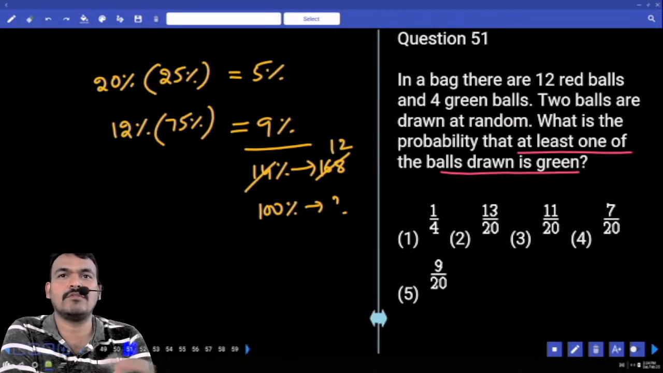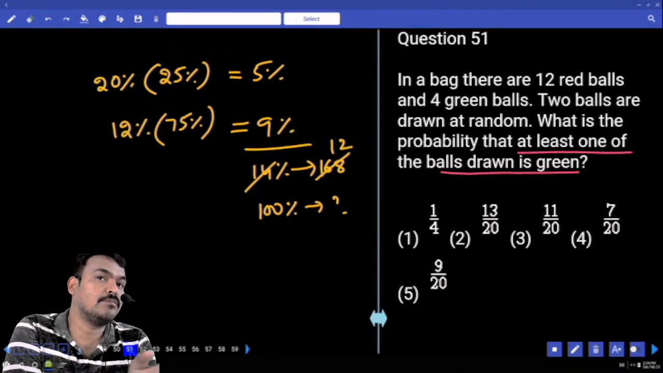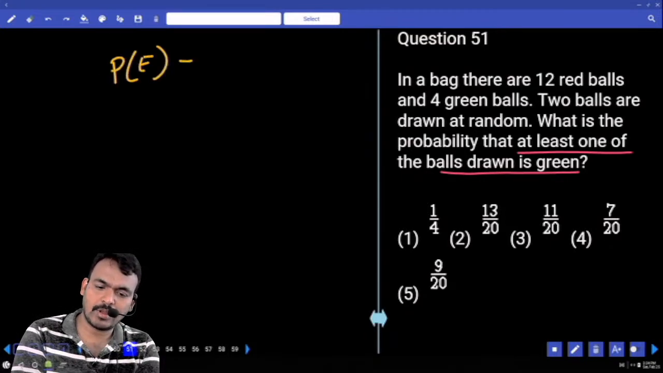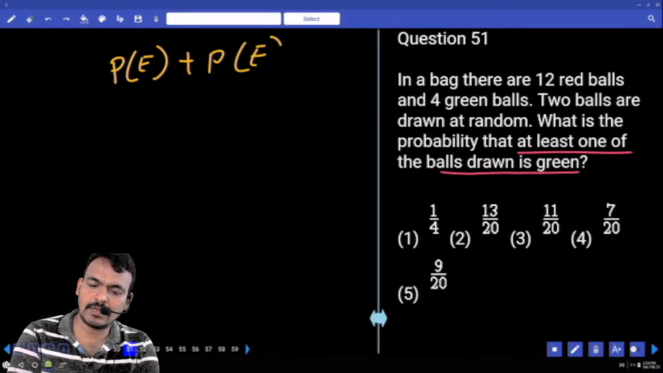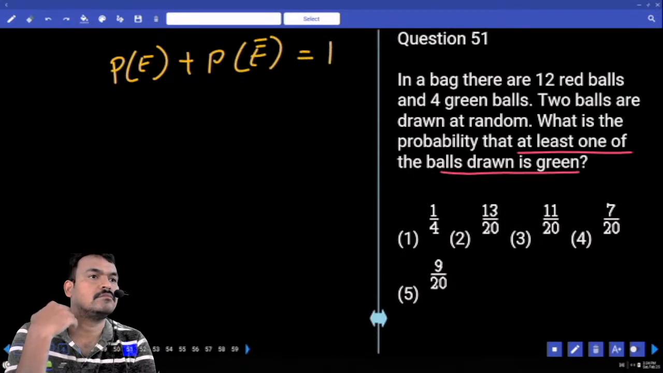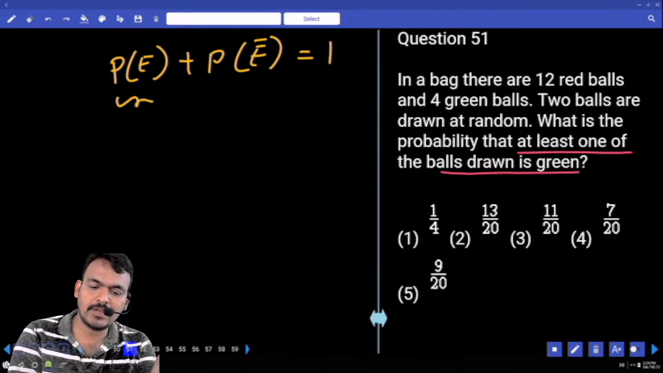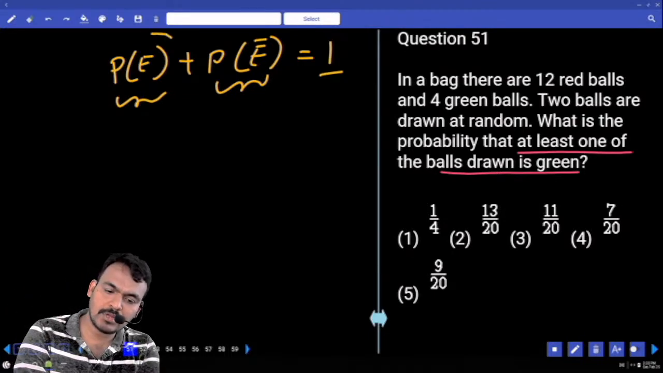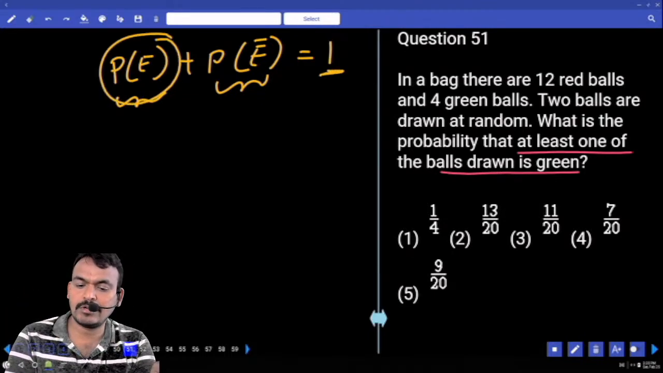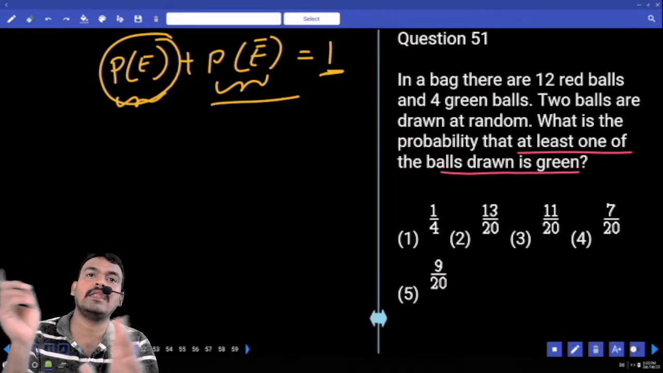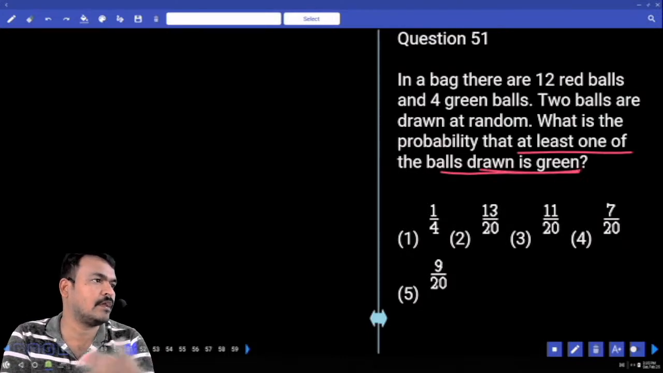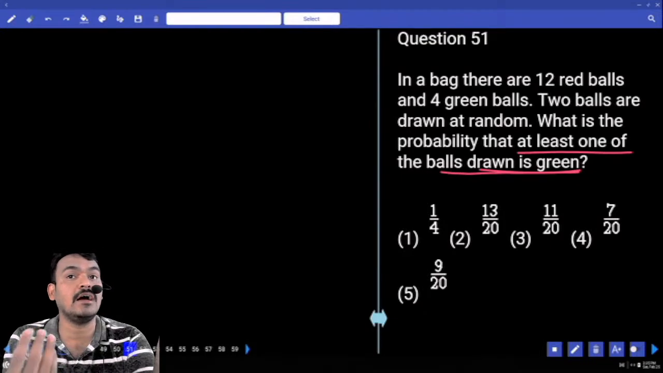Then if we require positive value, we take total probability minus negative. Probability of an event plus probability of not an event is equal to how much? 1. If we require probability of an event, then we take total probability minus probability of not an event. Here we require at least one green, so we take total probability minus other than the green or not?